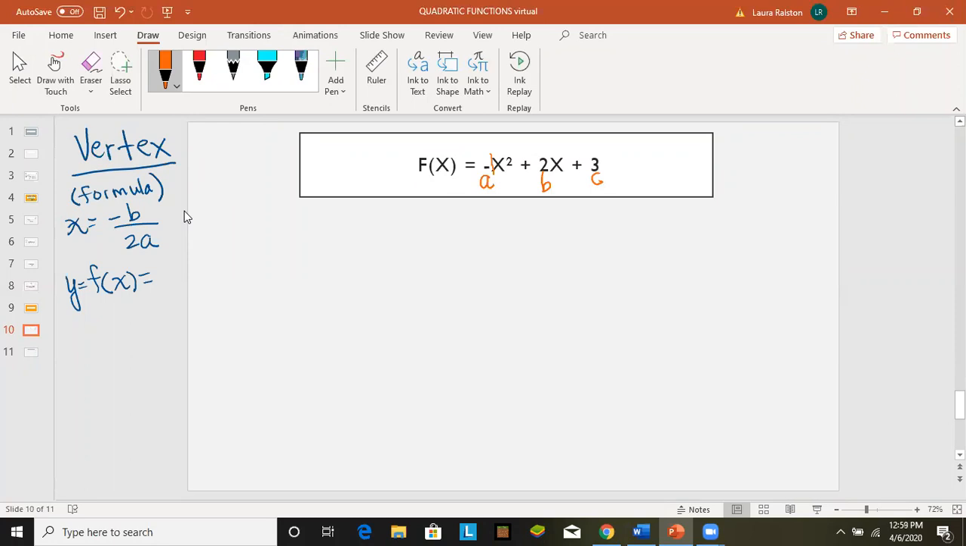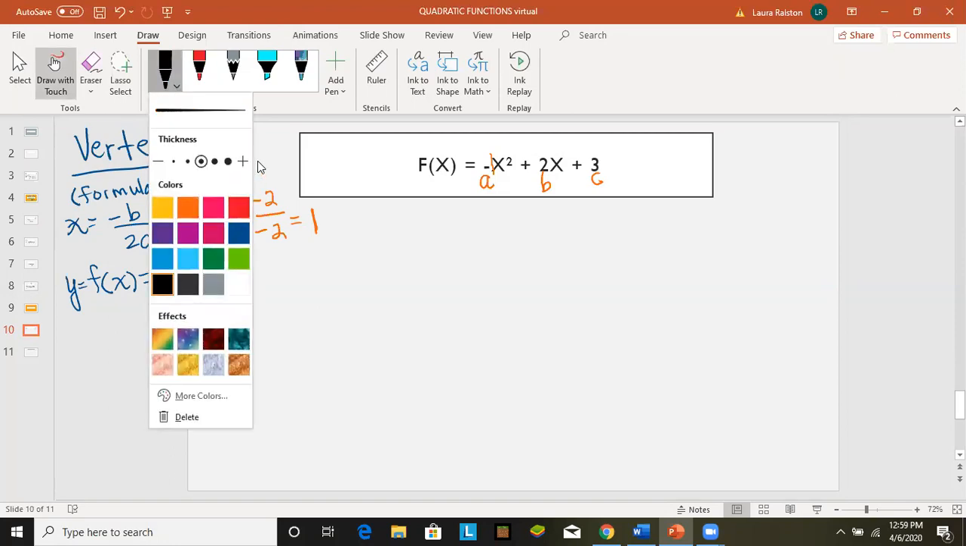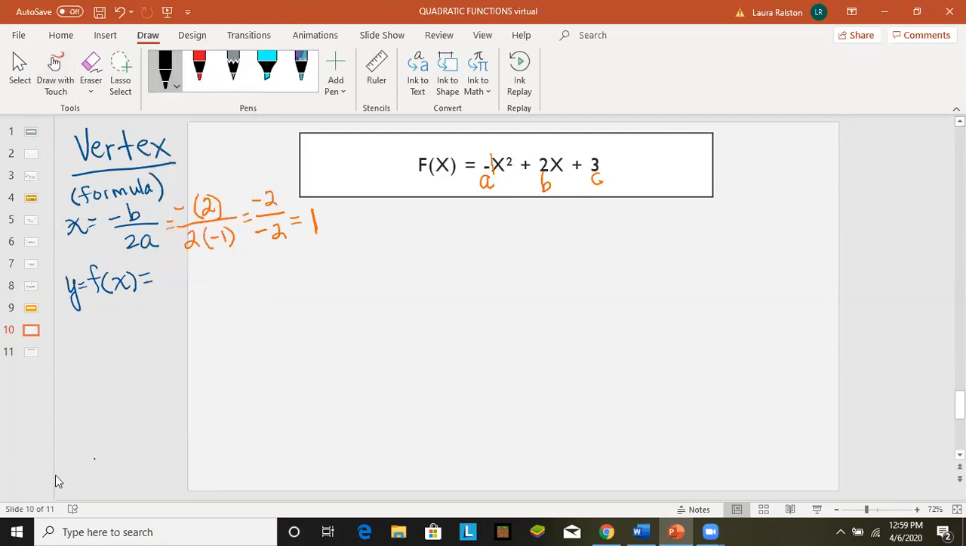To get the x coordinate, we want the opposite of b, so we want the opposite of +2 over 2 times a, which is -1. I'm going to do the math. So I have -2 over 2 times -1 is -2. -2 divided by -2 is +1. So the x coordinate of my vertex that I'm looking for is +1.